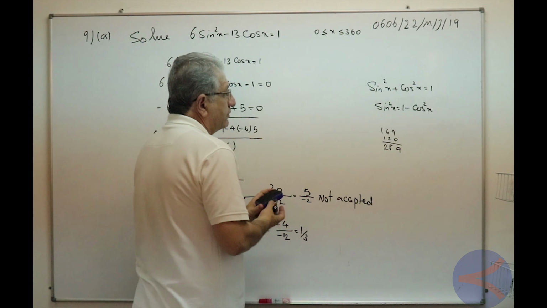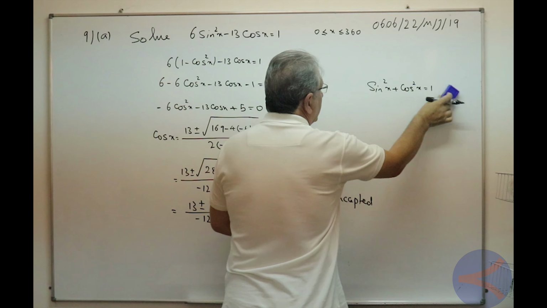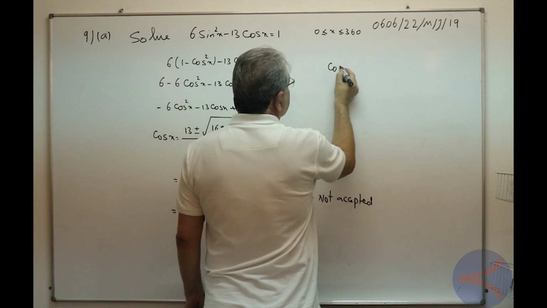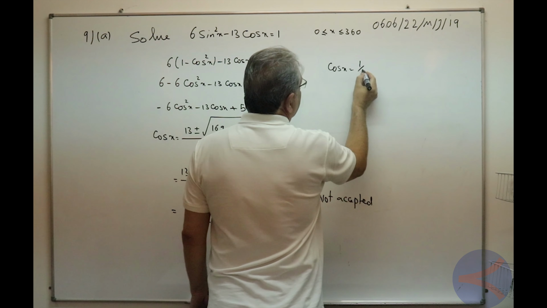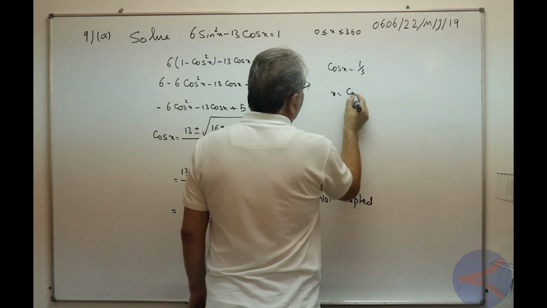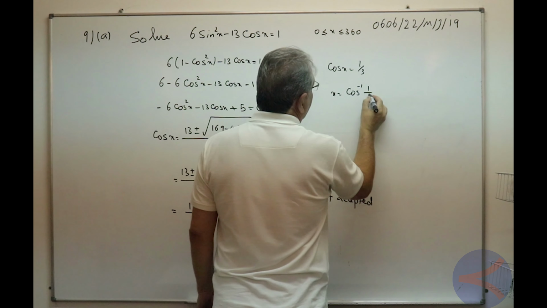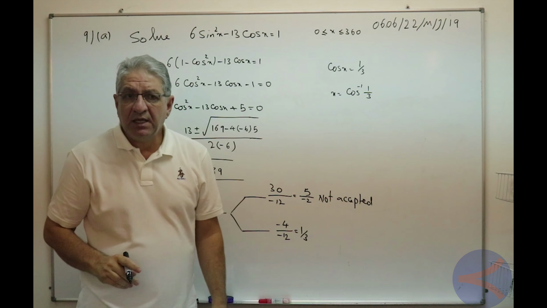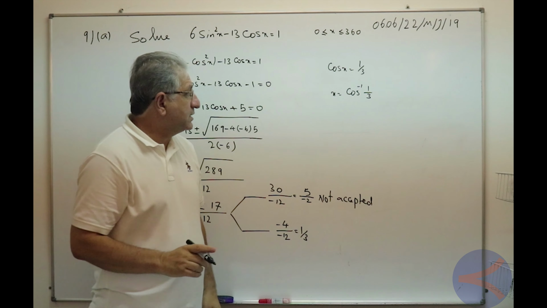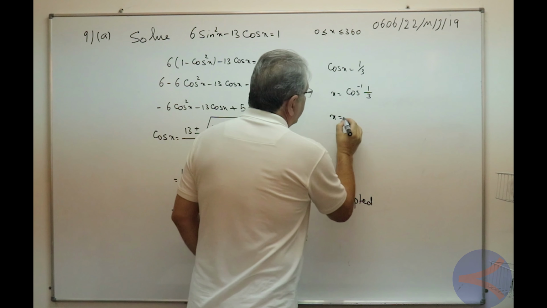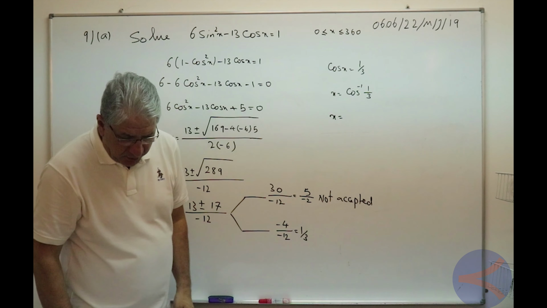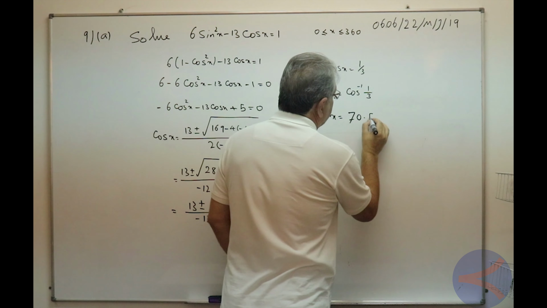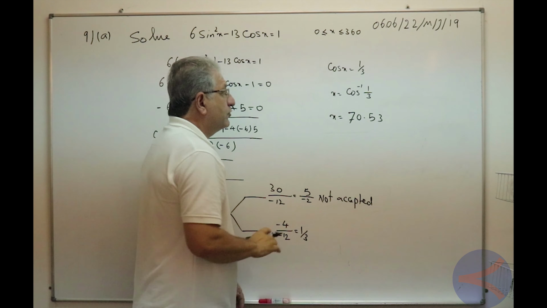Therefore now, I will erase this part and then go. If cos x is equal to 1 over 3, therefore x will be equal to cos inverse of 1 over 3. Now make sure your calculator is in degree mode. Then in that case, you are going to get x equal to, I've calculated this already, 70.53. Therefore this is one of your answers.